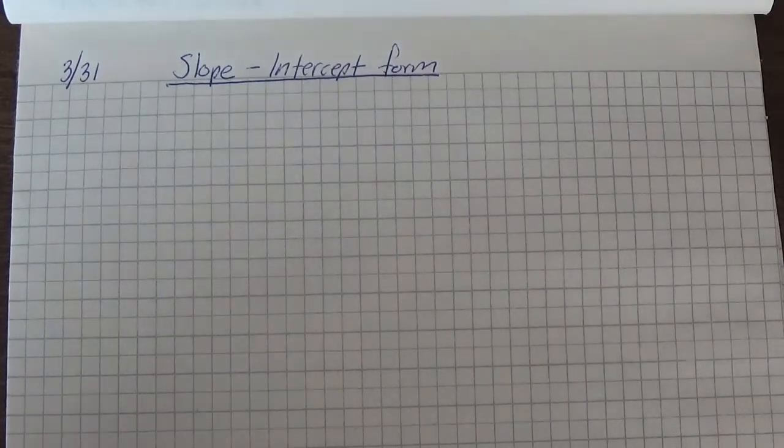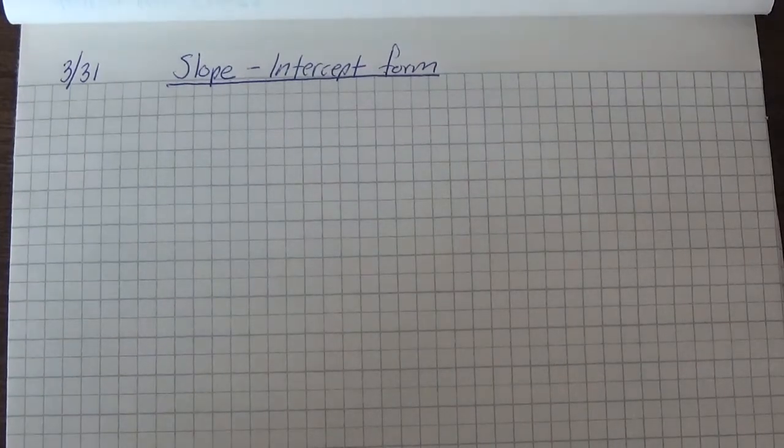Hi everyone. So now that you know how to find slope, today I'm going to teach you a way to graph using slope and what they call the y-intercept. It's a lot easier and quicker than making the table, and you're going to say, why didn't she show us this in the first place? Well, because you had to figure out what slope is.